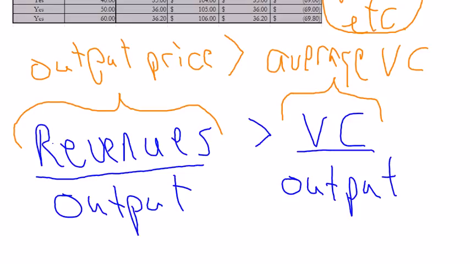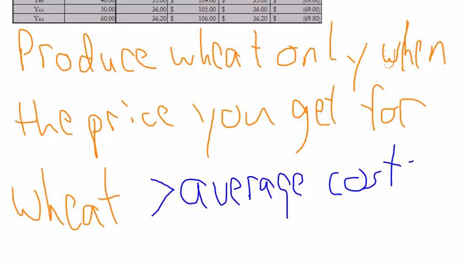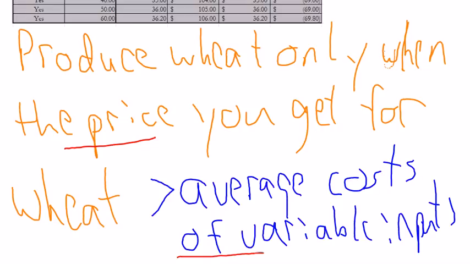Let me state this in terms that's probably easier to see. So you say we produce wheat only when the price we get for that wheat is greater than average cost of variable inputs. So produce wheat when the price you get for each bushel is greater than your average cost of each bushel, where you're only looking at variable cost, you're not including fixed cost.